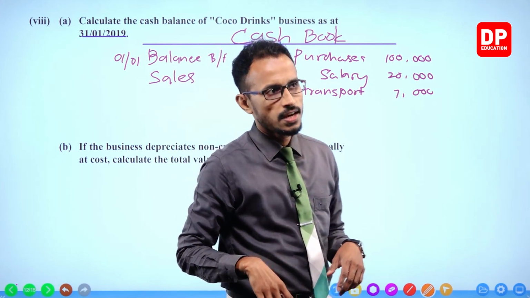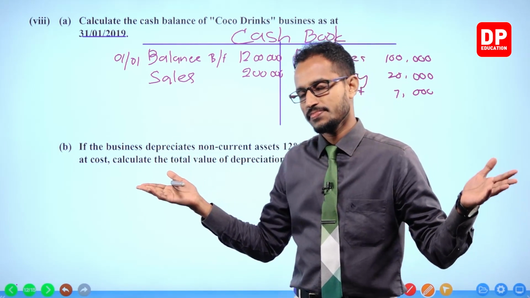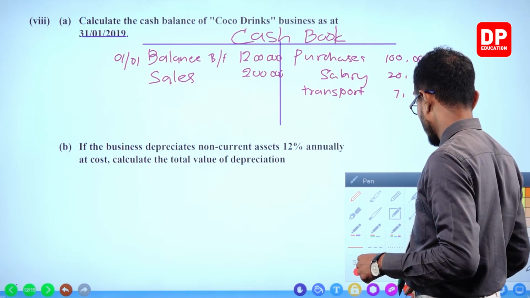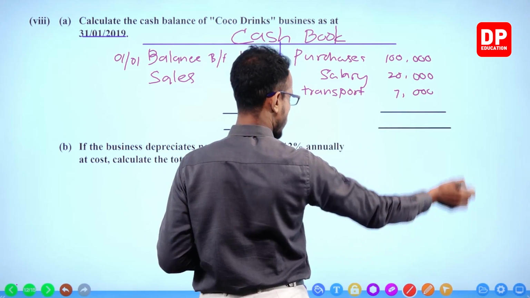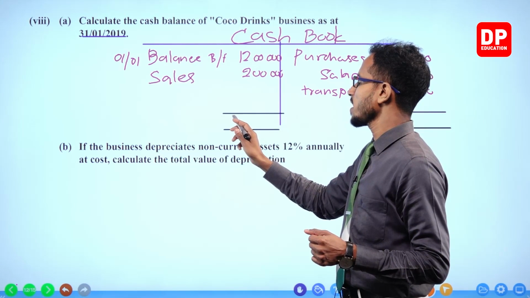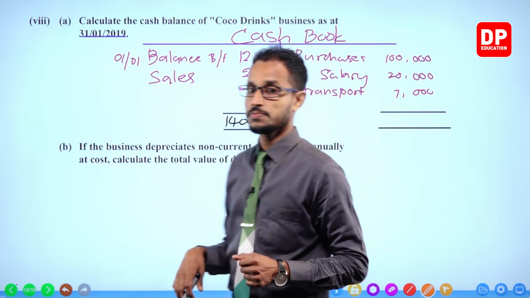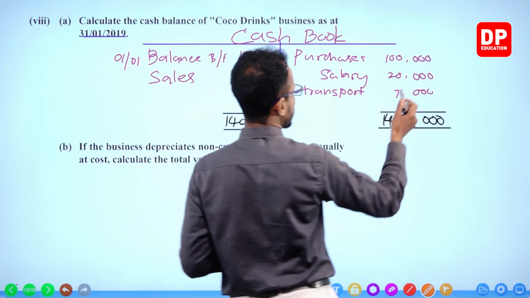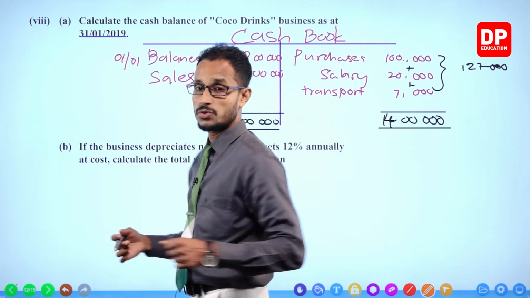That's it. When you take the inflows and outflows clearly, just debit and credit, and balance the cash book, you will get the cash balance. 12 lakhs, 1.2 million, plus 2 lakhs, 12 plus 2, 14. Then subtract the credit side total. How much? 1,20,000, 1,27,000. In the credit side, you get 1,27,000.